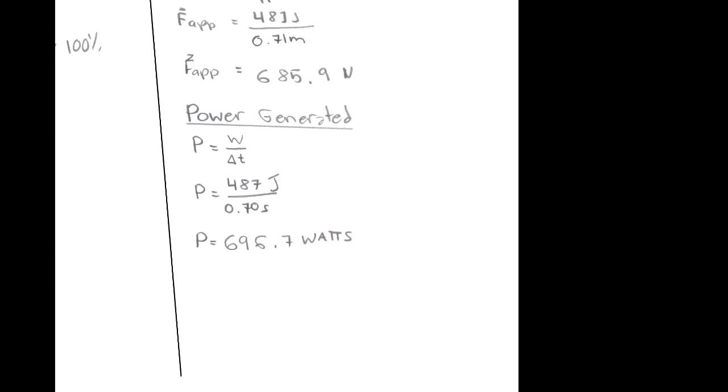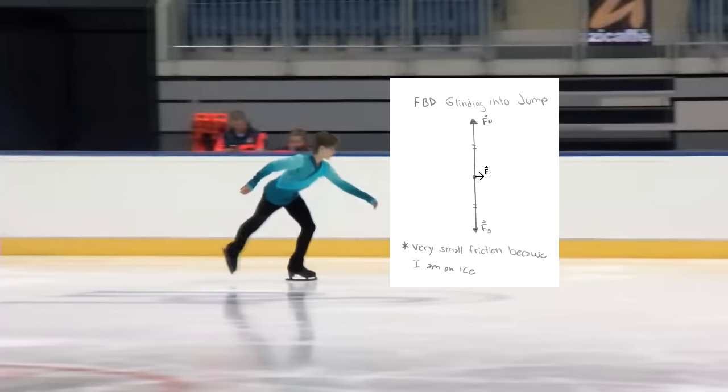Now using these values, I can calculate the power generated, and I end up with 696.7 watts of power. Now let's move on to forces. I'll have a video of the jump being played with free body diagrams on the side displaying what's happening. We start off with the glide into the jump.